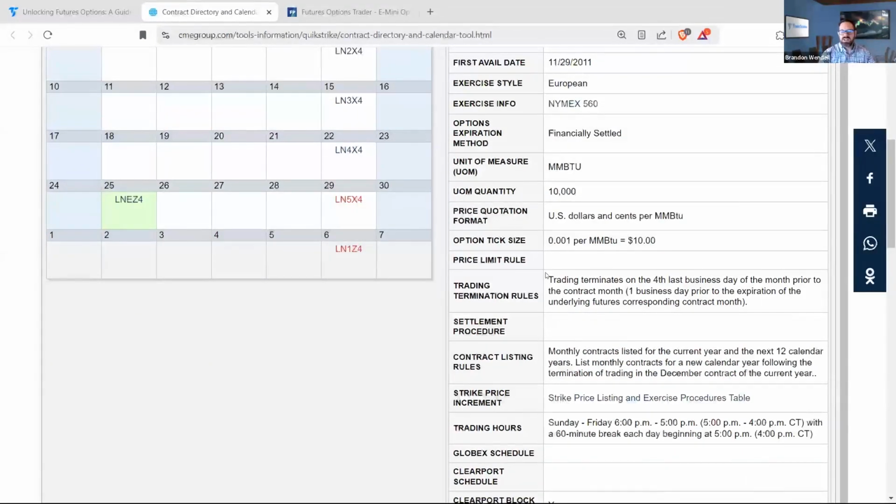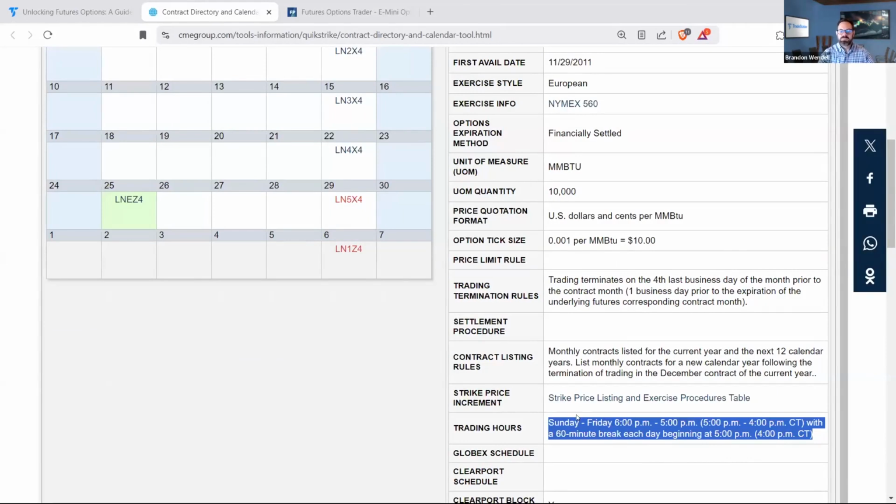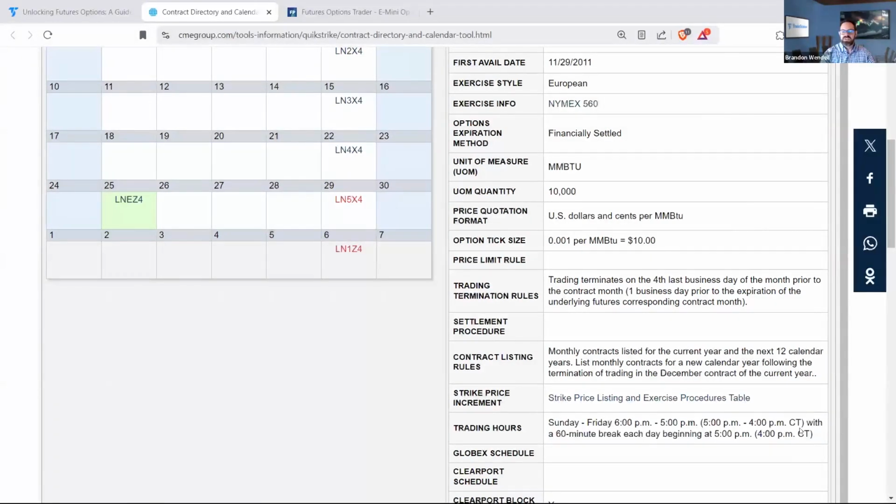I can see termination rules, how trading works, what hours they're traded. Remember what I said, it goes from 6 p.m. Eastern, and they even show you Eastern, 6 p.m. to 5 p.m. Central Time with a 60-minute break every single day between 5 p.m. and 6 p.m. Eastern. So when can I start trading this? I can start trading this on Sunday at 6 p.m.